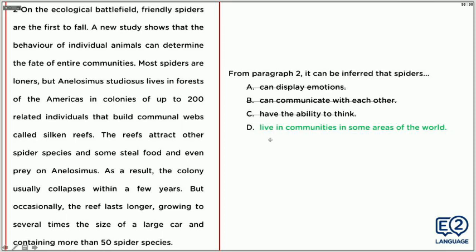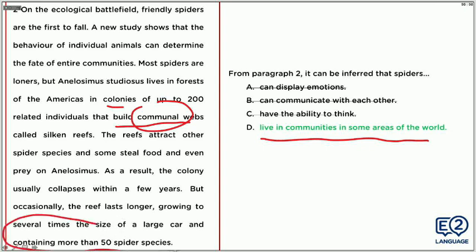For example, it doesn't say explicitly that spiders live in communities in some areas of the world, but it does say a few things that can lead me to understand this. It says most spiders are loners, but some live in forests in colonies. They build communal webs. There's a bit of a key word that might lead you to it. And then the colony usually collapses, but occasionally the reef lasts longer, growing to several times the size of a large car and containing more than 50 spider species. This is a bit of a key phrase down here, containing more than 50 spider species.